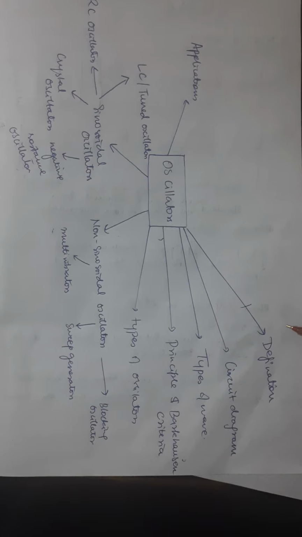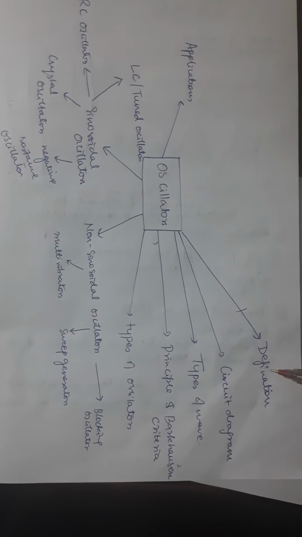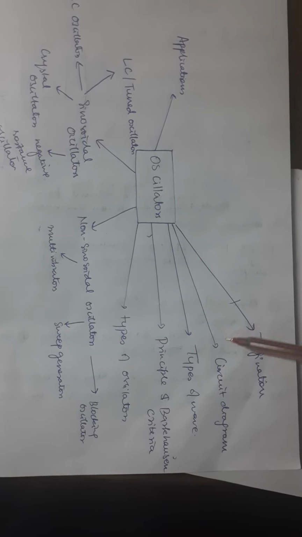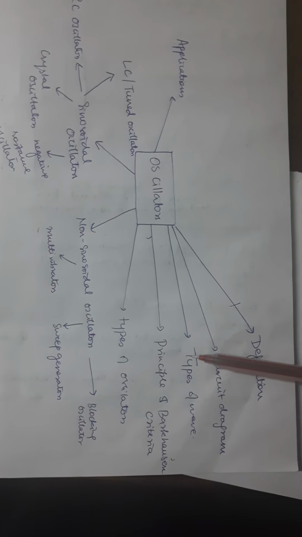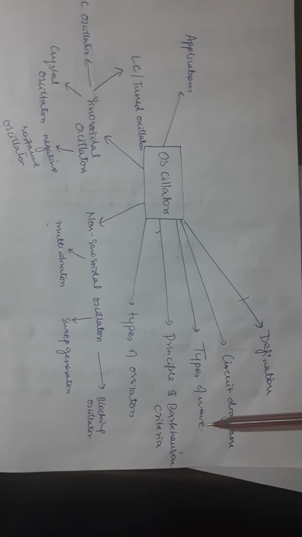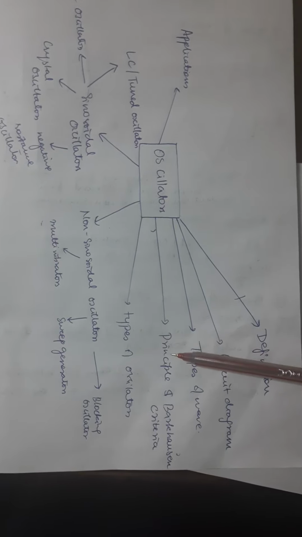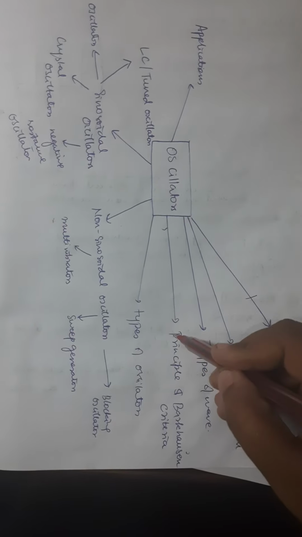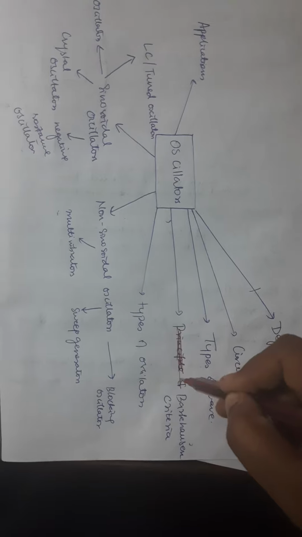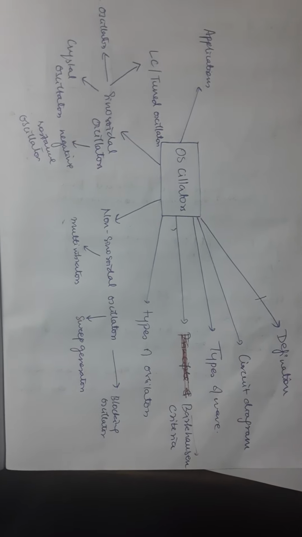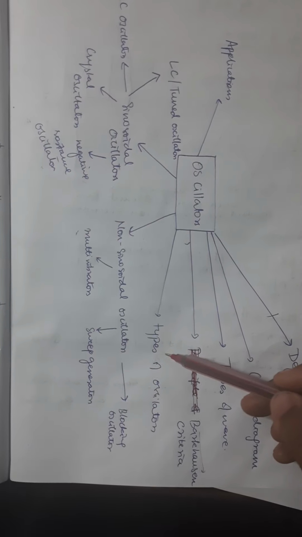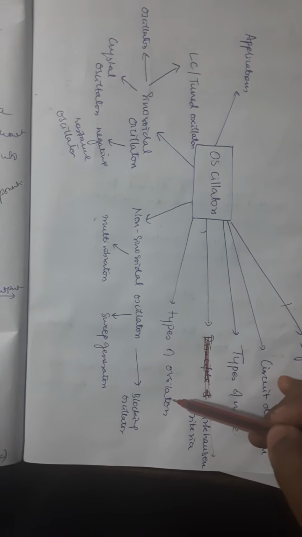So the first thing we'll discuss is the definition. Second thing we'll discuss is circuit diagram. Third thing we'll discuss is types of wave. Fourth thing we'll discuss is principle. We'll now discuss Barkhausen criteria. Fifth thing we'll discuss is types of oscillation.